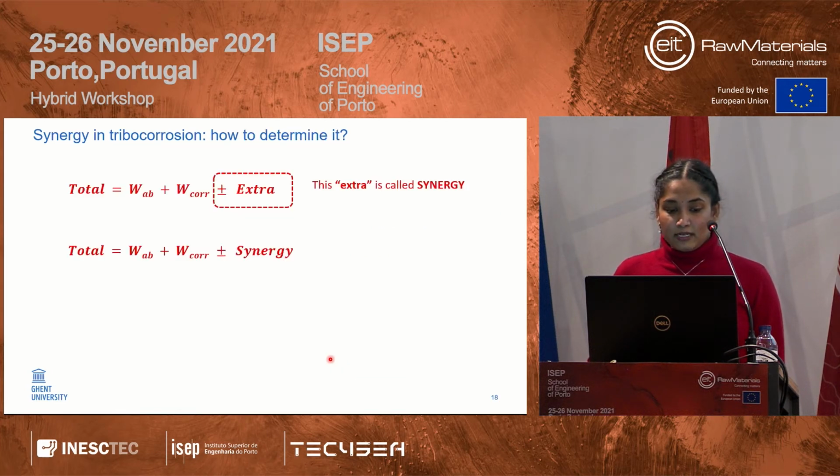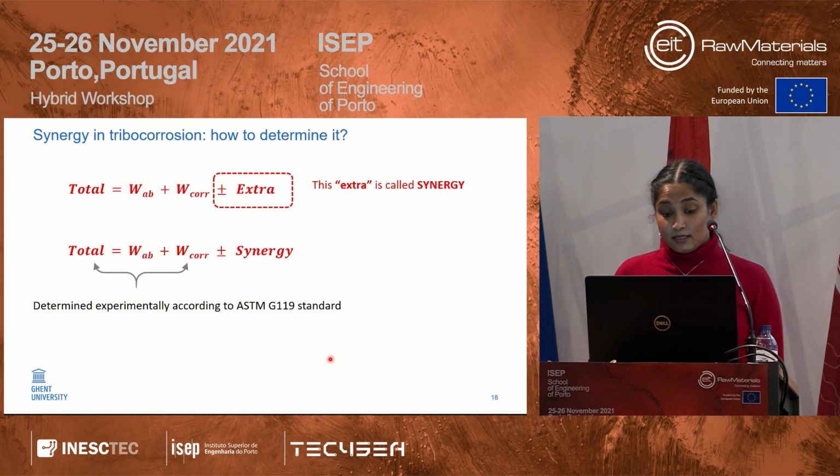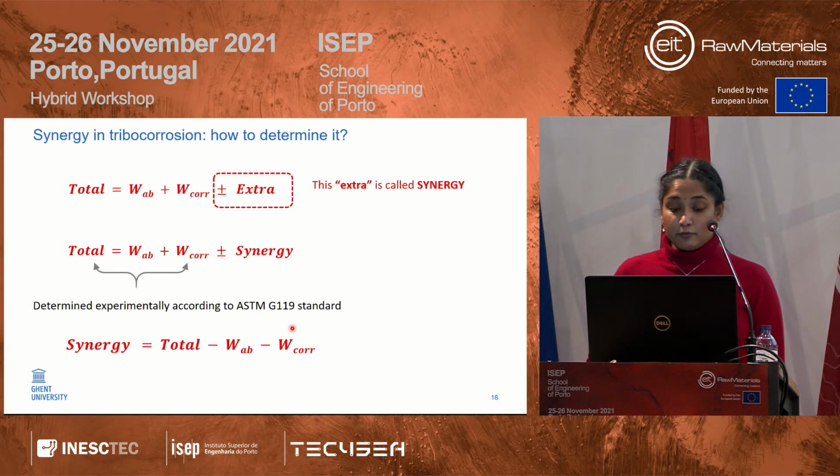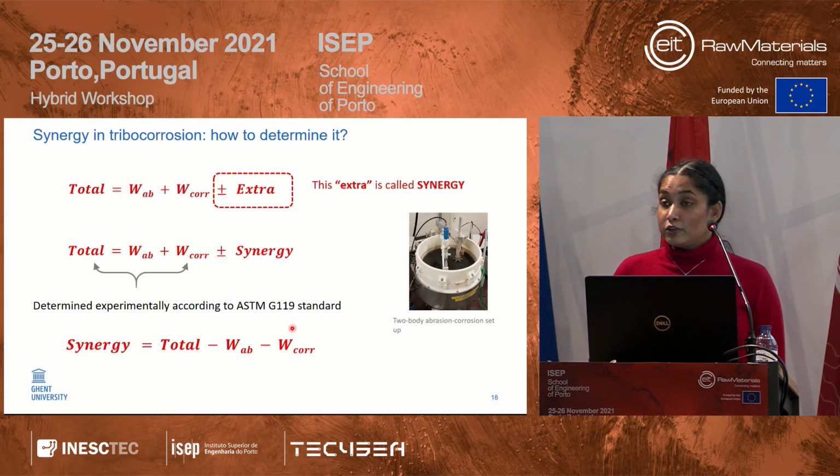So how do we do that? We have some standards that are prescribed by ASTM G119. These standards give us the procedure of how to quantify synergy. This was the work done in my PhD, where we developed a test rig which is customized to quantify the synergy of any kind of metallic conducting material in possibly any environment sliding against an abrasive.